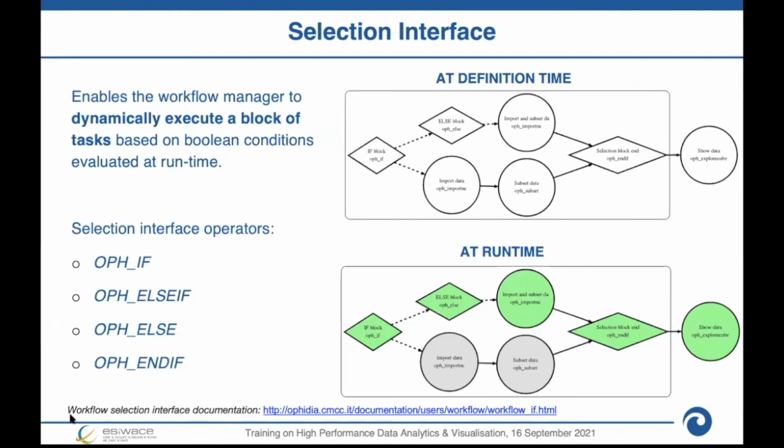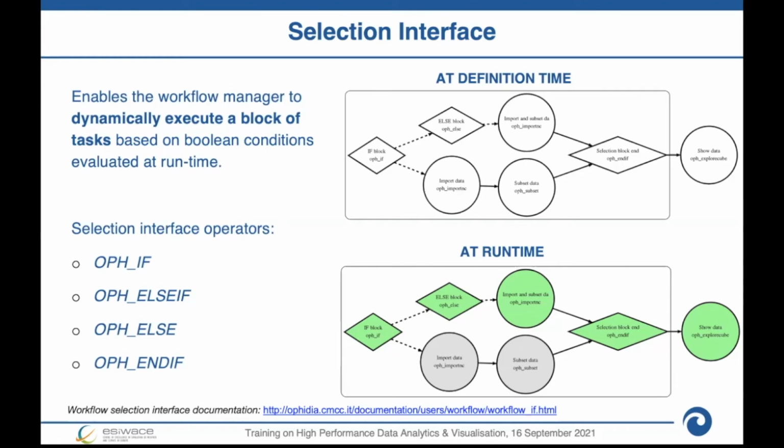Ophidia workflow can also model conditional execution of tasks, which is similar to traditional if-else coding. This selection interface allows defining different paths of tasks, which can be selected dynamically when the workflow is executed, based on Boolean expressions provided as conditions to the select interface. And this can be specified, as for the iterative interface, both statically in the workflow and as an argument of the workflow at submission time.